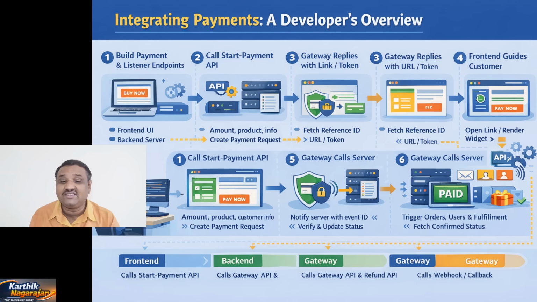After the customer pays, the gateway may redirect the user to the success or failure page, but the programmer should treat that redirect as not final proof. The real confirmation must come from the gateway to the backend through the webhook or callback URL.